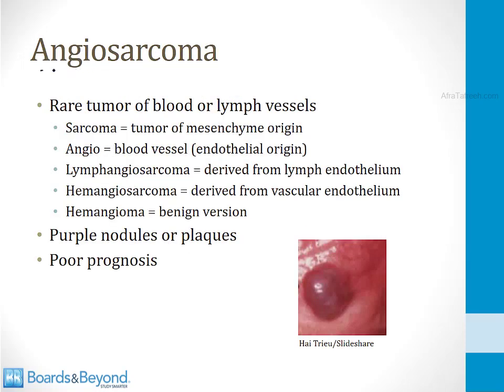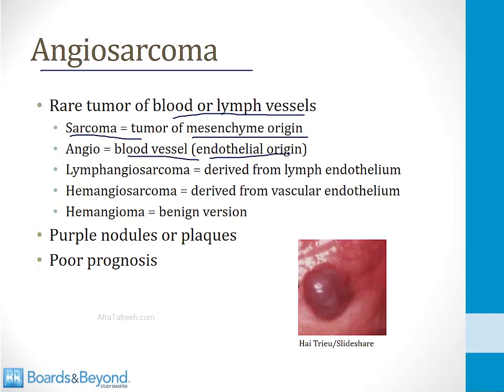Let's start by talking about angiosarcomas. These are rare tumors that derive from blood or lymph vessels, and they can occur in the skin. So the word sarcoma means a tumor of mesenchyme origin. The mesenchyme is embryonic connective tissue. And the word angio, as you probably know, means blood vessel. So all these tumors derive from endothelial cells of vessels. If they come from the endothelium of a lymph vessel, they are sometimes called a lymph angiosarcoma. If they come from the vascular endothelium, they are sometimes called a hemangiosarcoma.